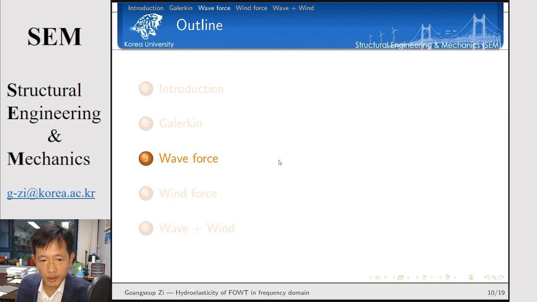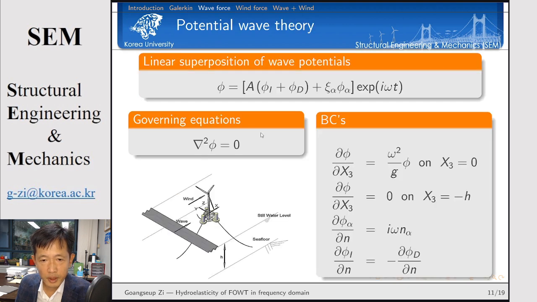Now let's talk about how we calculate the wave force. Make sure that if you consider the linear wave, then we can describe the distribution of velocity of fluid using the velocity potential. For incompressible fluid, the divergence of velocity is equal to 0.